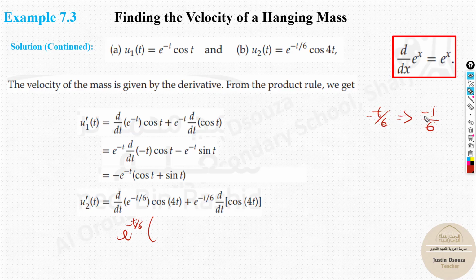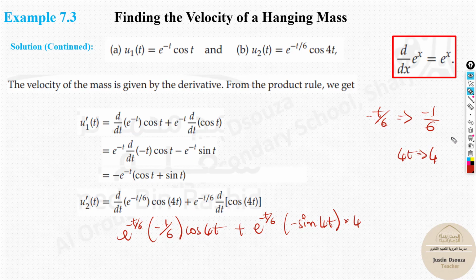Derivation of t is 1. And the constant, everything remains. So here it will be minus 1 by 6. Then cos 4t plus e to the power minus t by 6 remains. What's the derivation of cos 4t? It will be minus sine 4t into 4. Why? Because cos is done. It is sine 4t. And then now whatever is inside, like onion, the outside is done. The inner function is 4t. Derivation of 4t is 4. That's how we get it. And what's remaining? Just multiply this and just rearrange it. That's the main thing.